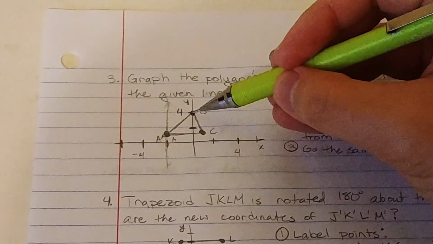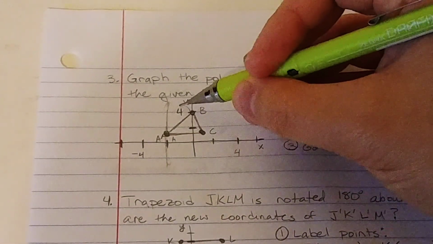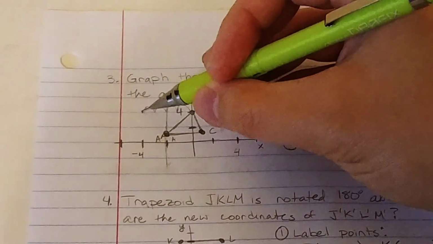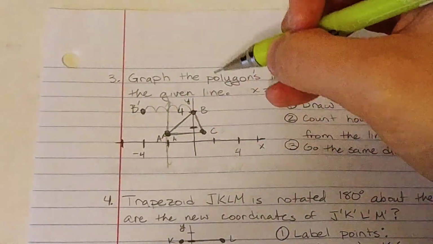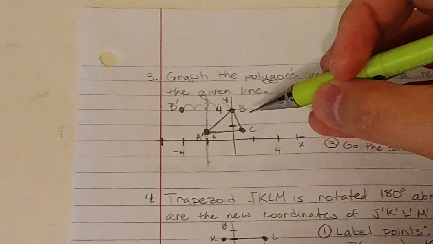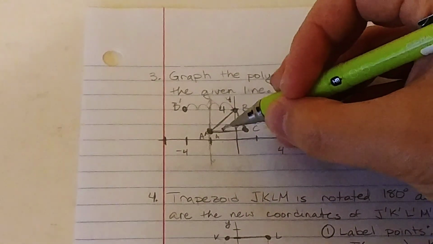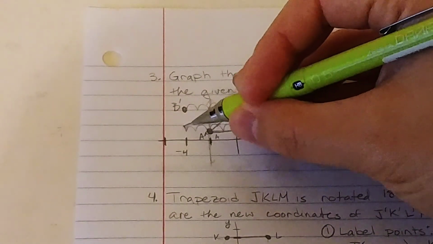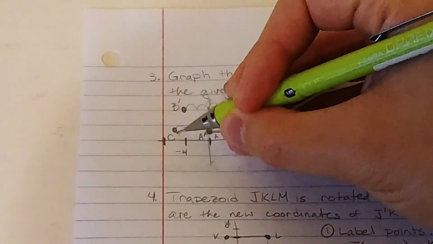Now let's find the image of B. That's 2 spaces, so we go 2 spaces as well. B prime. And for C, we have 1, 2, 3. So we're going to go 1, 2, 3 spaces. And there's C prime.